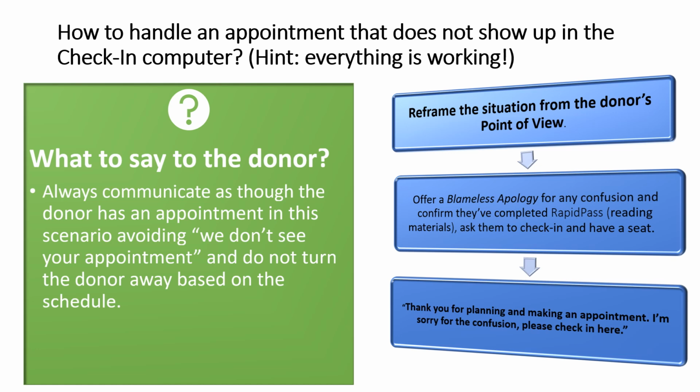First things first, we always want to make sure that we reframe the situation from the donor's point of view. We don't want to deflect and say, "Well, you say you have an appointment, but it's not listed here." We definitely want to offer a blameless apology for any mix-ups or confusion, and confirm that they've completed Rapid Pass. That's part of our steps as a BDA. Acknowledge what's taking place, but go ahead and proceed with the process itself and get the donor situated.